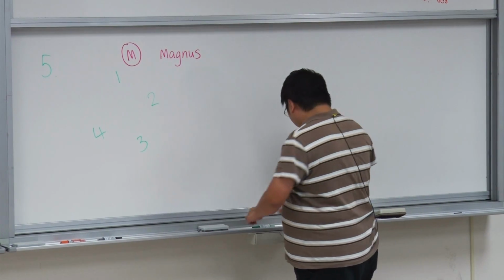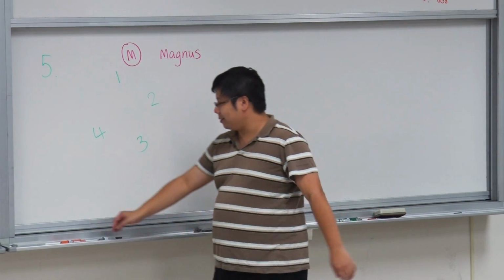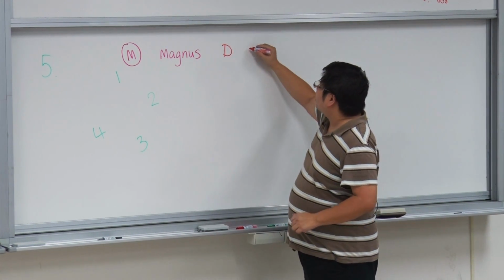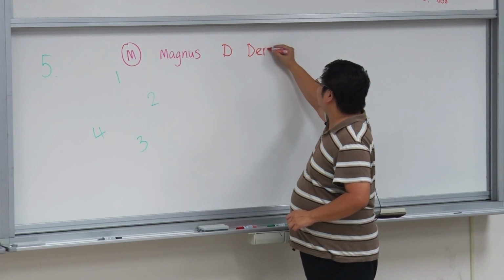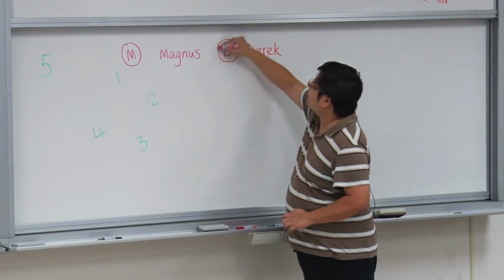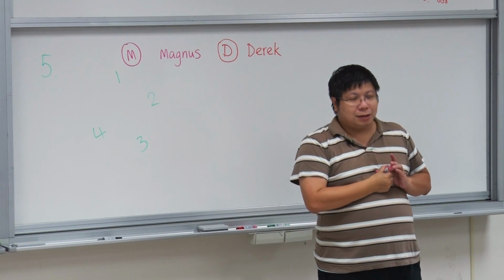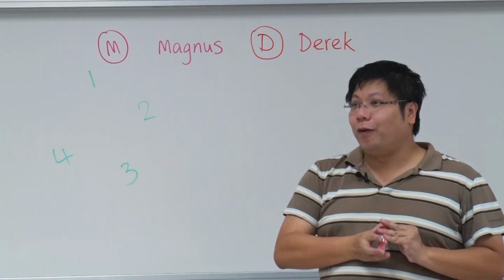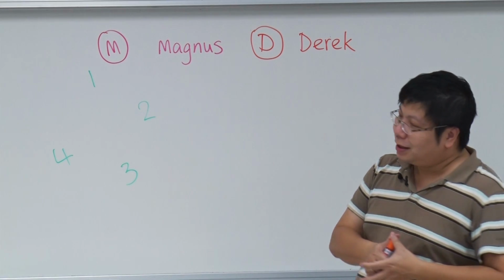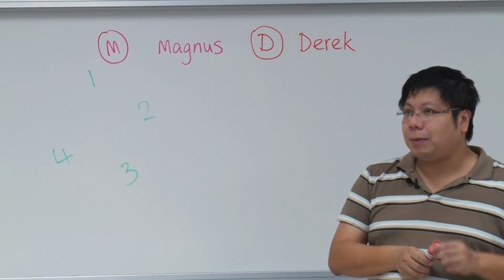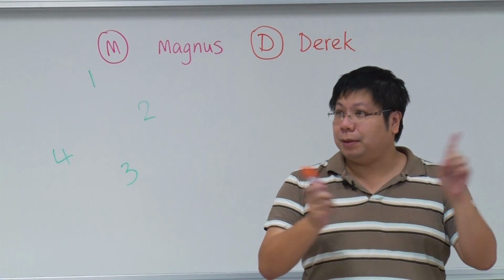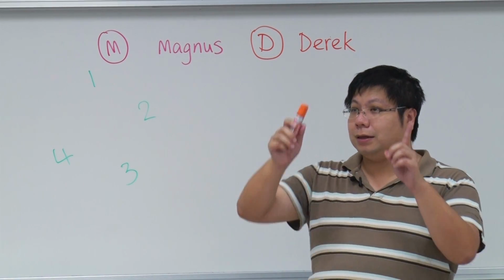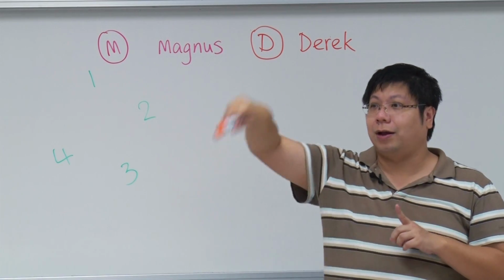And then there is another one called Derek. Derek is another person who doesn't want Magnus to move to all the positions. He wants to avoid Magnus moving to all positions. So Magnus just tells how many steps he wants to move, but Derek decides the direction, whether Magnus should move clockwise or anti-clockwise.